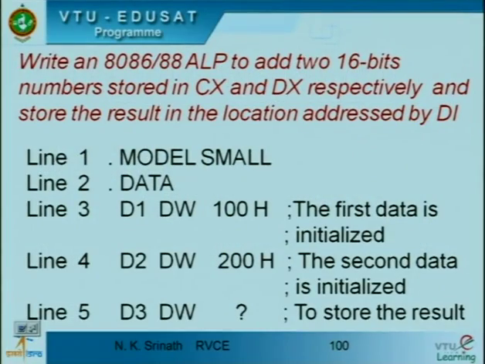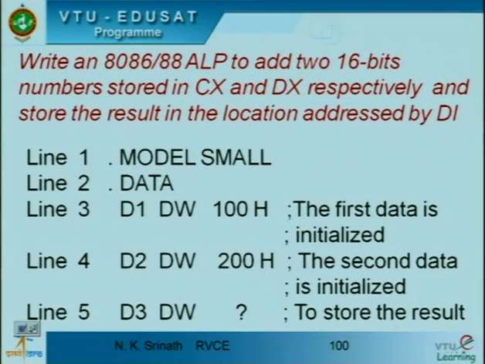So, having said this, I have a very simple program which makes you understand the full process. Along with it, the line numbers have been provided, 1, 2, 3, 4, 5, because that enables you to understand the process. Here the program says: write an 8086, 8088 assembly level program to add two 16-bit numbers stored in CX and DX registers respectively and store the result in the location addressed by DI. So, we have understood that there is data available and you are trying to access the data, and you can also store it in the memory location whose address is given in DI.